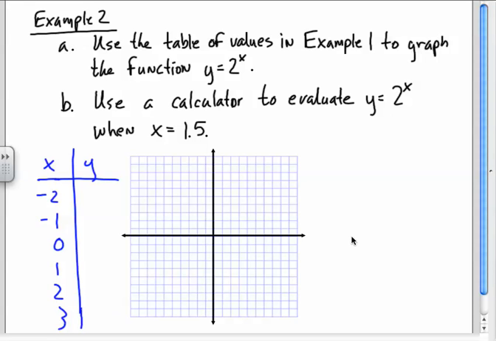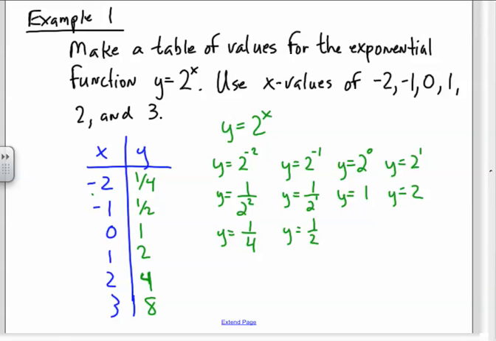Okay, guys, now example number 2 here says use the table of values in example 1 to graph the function y equals 2 to the x. Now I'm going to leave b alone for right now. Let's just look at a. It says use the table of values from example 1. Alright, here was example 1, and there was a table of values.